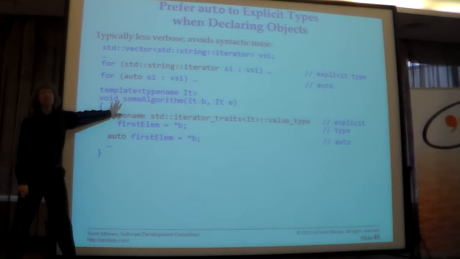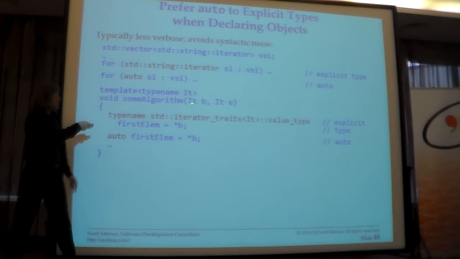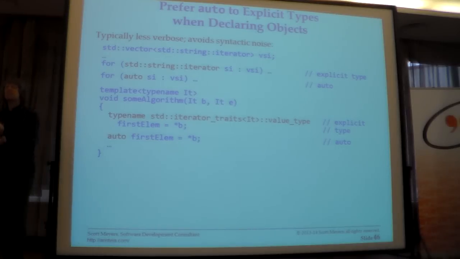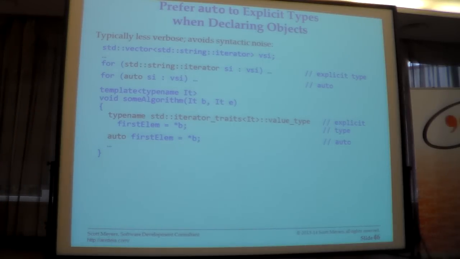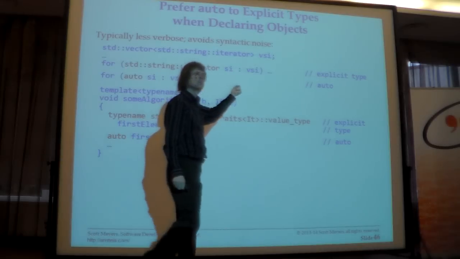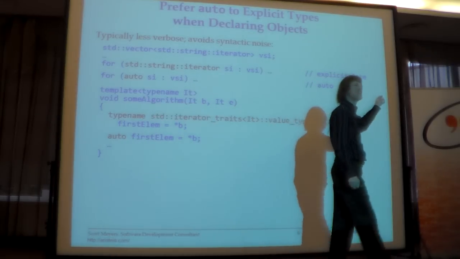If I have an algorithm, it takes a begin iterator and an end iterator. Let us suppose that inside my algorithm, I need to make a copy of the first element of the range. For purposes of this example, we'll assume there's at least one element in the range. So the question is, if I have an iterator, what is the type of thing the iterator points to?